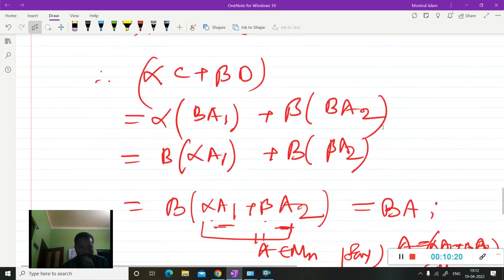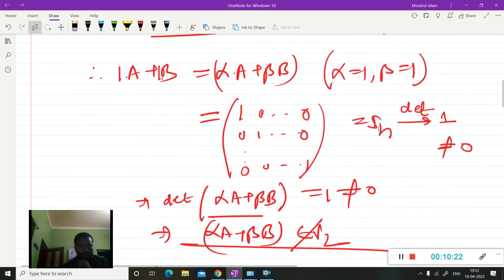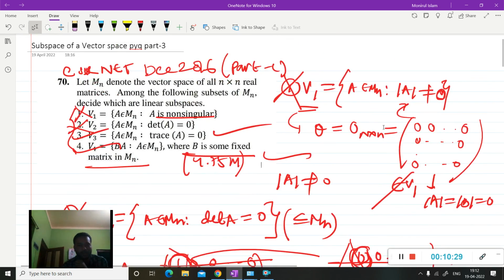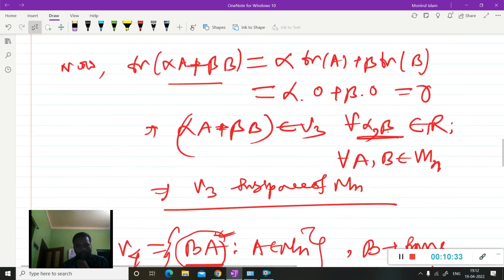So option 4 is also correct. So in this question the correct options are option 3 and 4. Hope you understand this question and its solution.